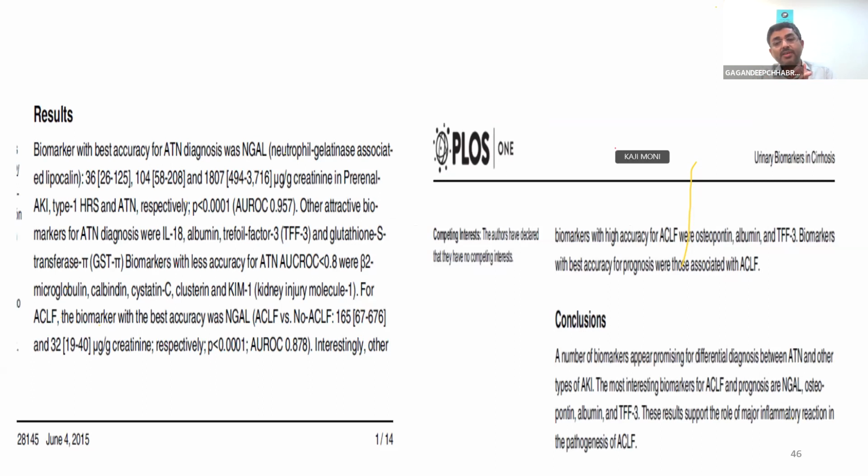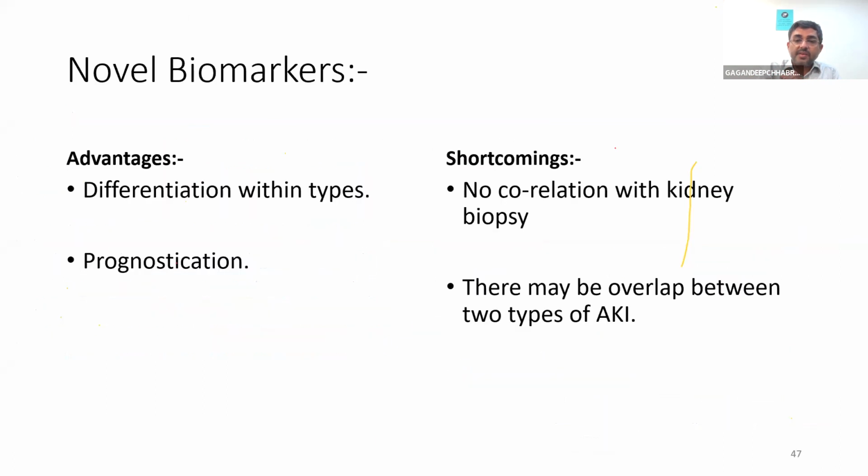The most interesting biomarkers for ACLF and prognosis are NGAL, osteopontin, albumin, and TFF3. So these results support the role of major inflammatory reactions in the presence of ACLF. That again shows inflammation is involved in the underlying pathophysiology of HRS. So these novel biomarkers have the advantage that they can differentiate within the types of the AKI that we are having, and this differentiation will lead us to prognostication. How can we prognosticate the patient and the family regarding the outcome of the disease?